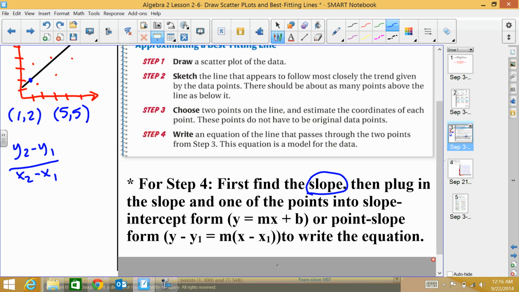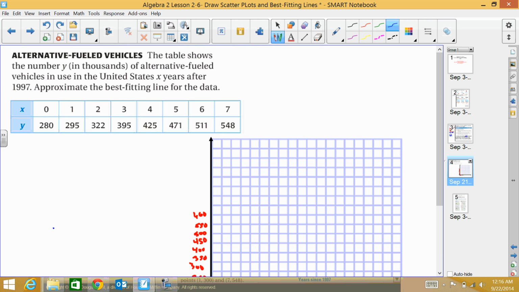Let's do it for real this time. So we're actually going to do a real example. It says alternative fueled vehicles. The table shows the number y in thousands of alternative fueled vehicles in use in the United States x years after 1997. So x is the number of years after 1997. Approximate the best fitting line for the data.